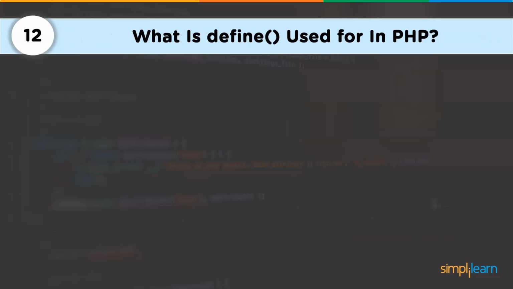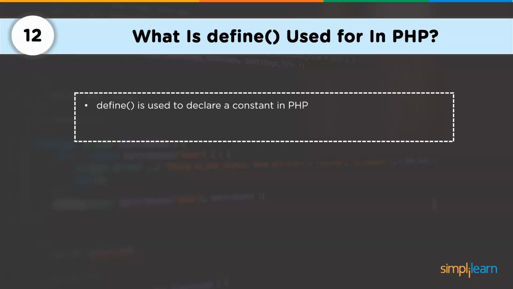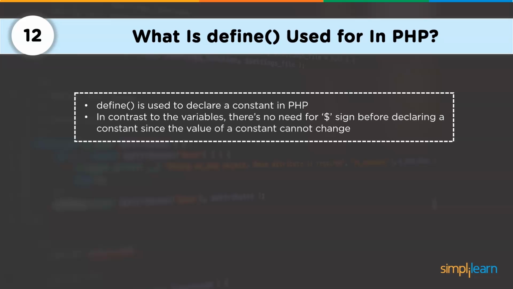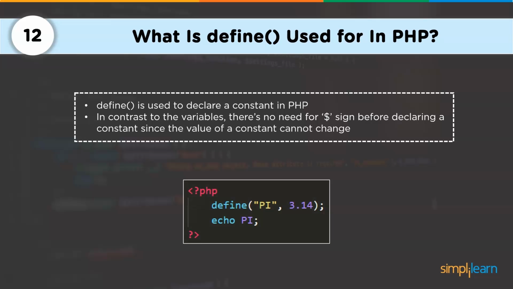Moving on, what is the define function used for in PHP? Now define is used to declare a constant in PHP. Also, in contrast to variables, there is no need for a dollar sign before declaring a constant, since the value of a constant does not change. Now, this is how you can use the define function to declare a constant.